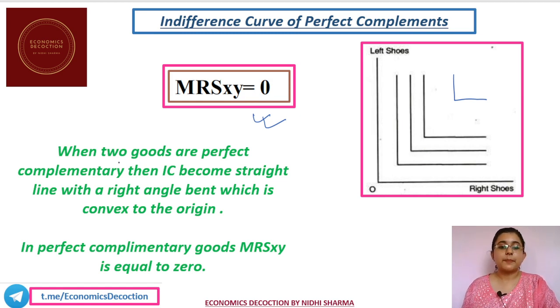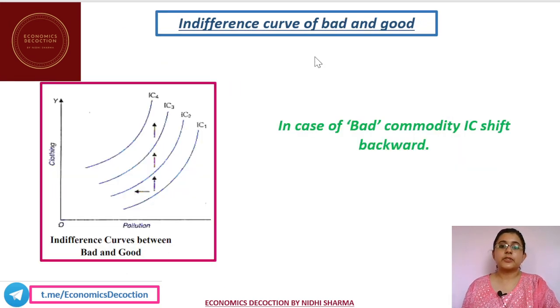So when two goods are perfect complementary, then IC becomes a straight line with a right angle bend which is convex to the origin. Alright, so L-shaped indifference curve shows us that the two goods are perfect complementary. In perfect complementary goods, marginal rate of substitution between X and Y is equal to 0. MRS would be 0. Then we have indifference curve for bad goods and good goods.